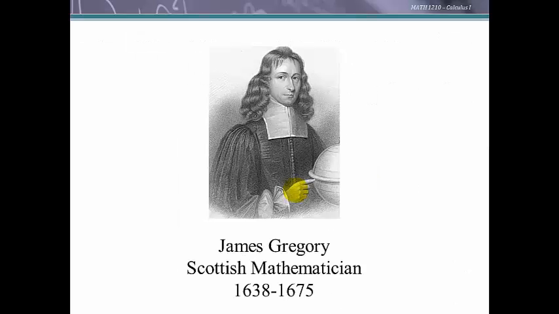This was first formulated by James Gregory, a Scottish mathematician, and you can see by the years he lived that he was working at the time that Isaac Newton was working, and he formalized the chain rule.